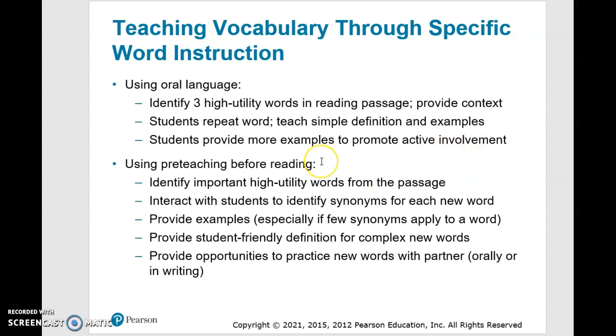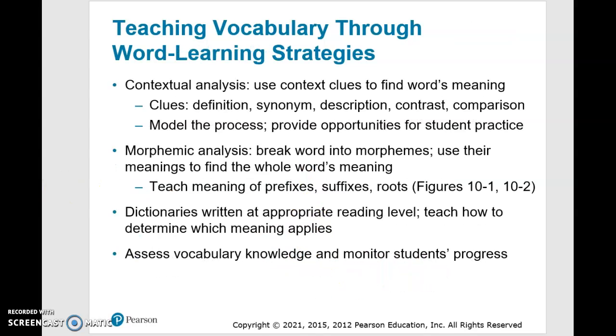So you can also think about using pre-teaching, especially for the content area, right? Science, social studies, math. Identify those important words from the chapter or the content or the passage that you'll cover in science that day, and teach them first. Interact with students, help them find synonyms for each word, provide examples, student-friendly definitions, stuff like that, and opportunities to practice those new words before you even get to the reading of that content, okay?